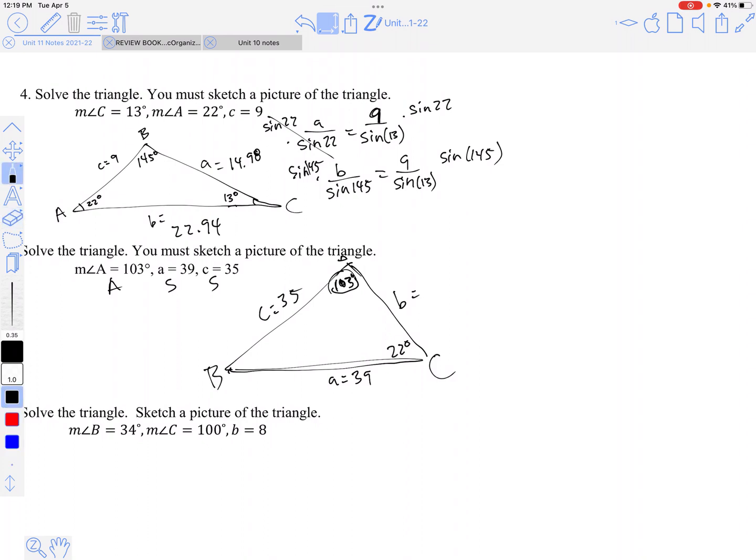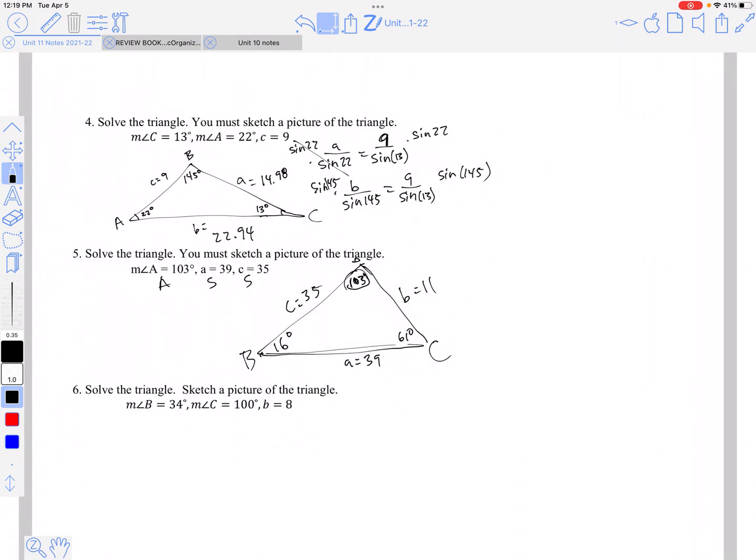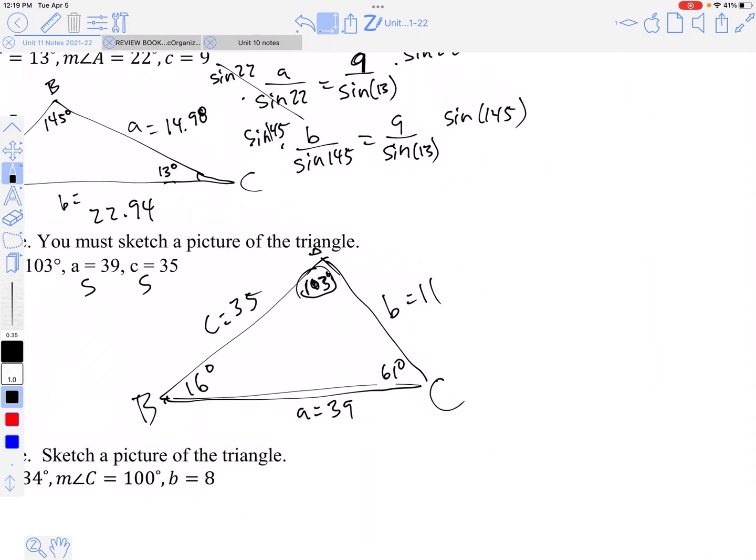Alright, so hopefully you tried that. Oh, I'm on the wrong one, sorry. Okay, hopefully you found that C was 61 degrees, B is 16 degrees, and then B is 11 long. Okay, so I'm going to go over that. Fast forward if you did get that though.